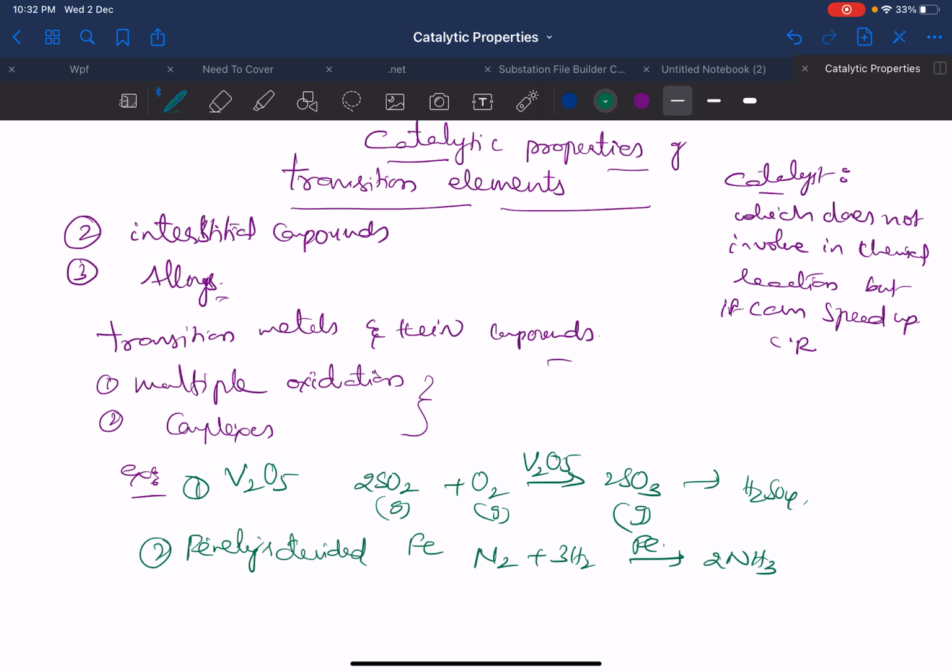And the next example: we know that almost all oils are in the liquid state. When these oils are hydrogenated, that means reacted with hydrogen in the presence of a nickel catalyst, they are converted to fats. Those fats are in the solid state. So the hydrogenation of oils can be carried out in the presence of the nickel catalyst. These are the best and easiest examples of the catalytic property of the D block elements.